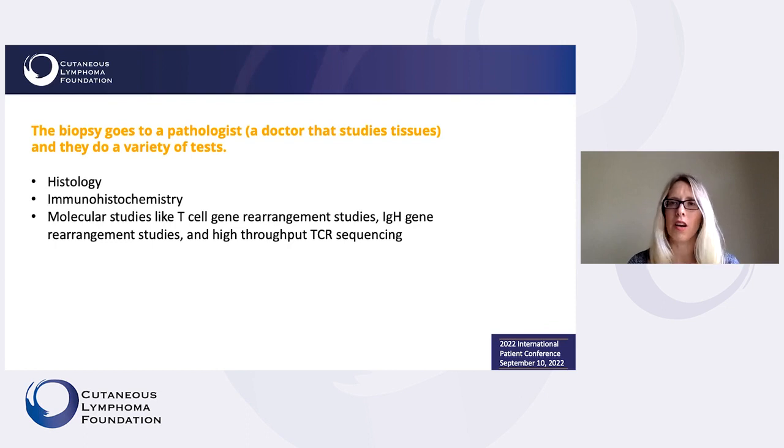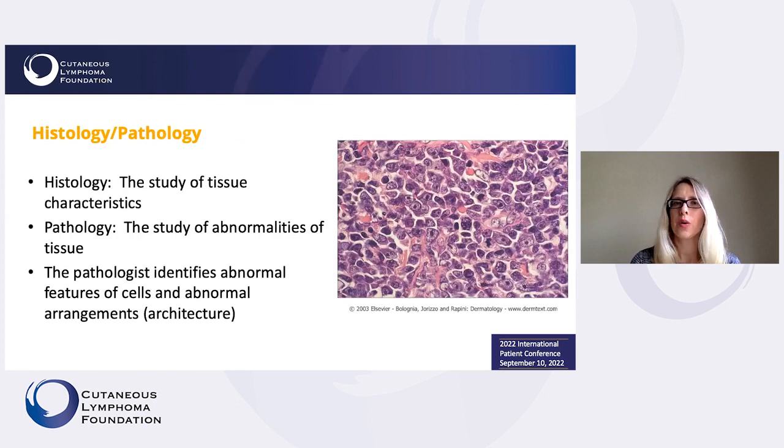One is called histology or histopathology. Then there's another type of testing called immunohistochemistry. And then there's even more complicated, sophisticated molecular studies that are done, things called T-cell gene rearrangement studies, IgH gene rearrangement studies. And the most recent test that we've added to our toolbox is something called high throughput TCR sequencing.